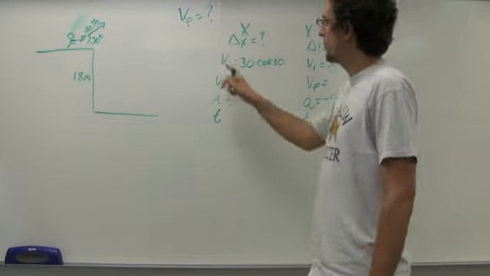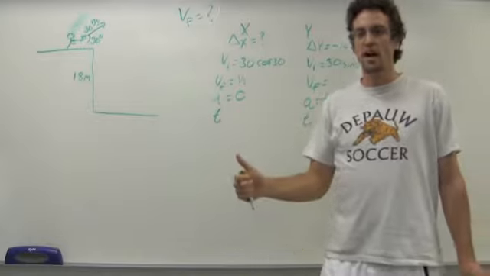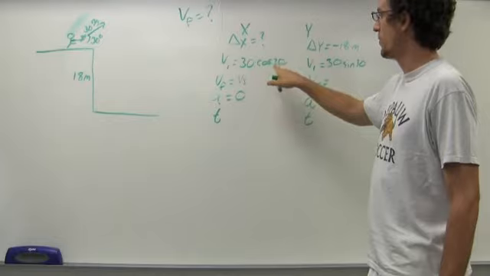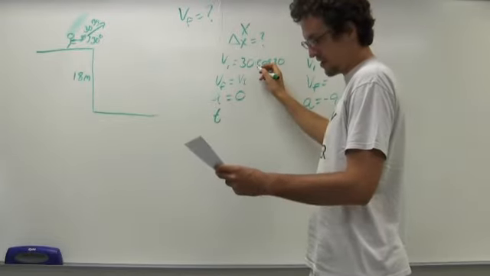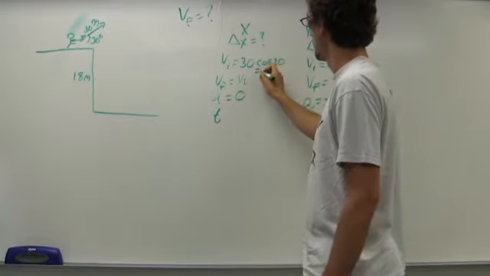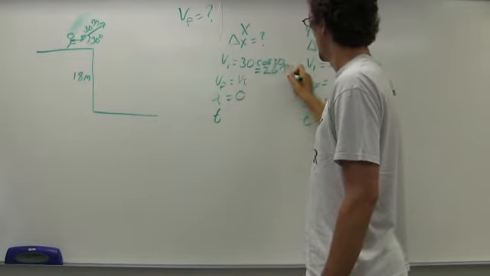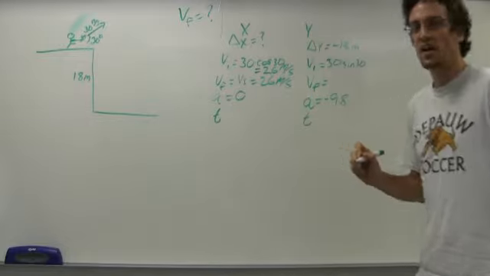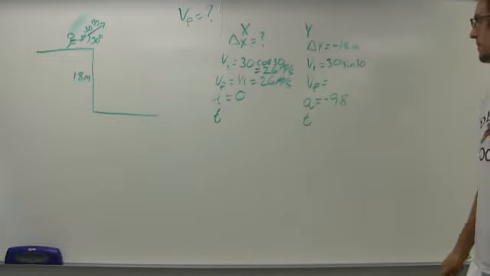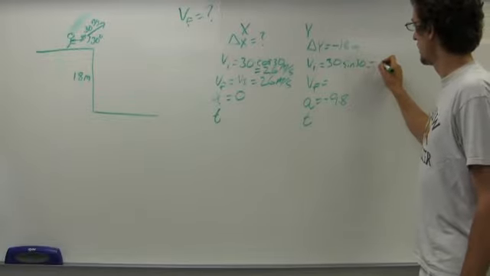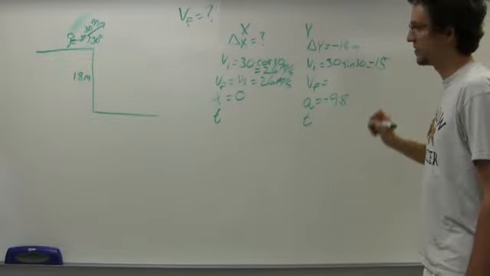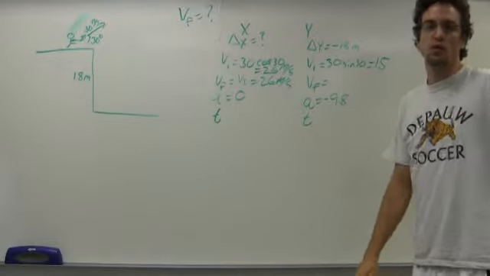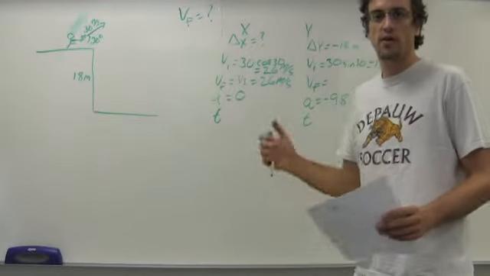What we need to find v final overall is v final x and v final y. Since we already know v final x, turns out 30 cosine 30 is 26 meters per second. All we have to do now is find v final y. And v initial y is going to be 15, because sine of 30 is 1/2. So from this, we know 3 of them, and of course, with our rule of 3, if you know 3, you can find the 4th.